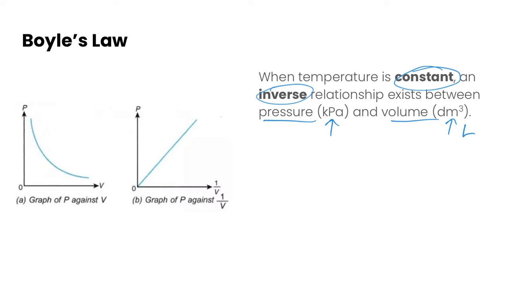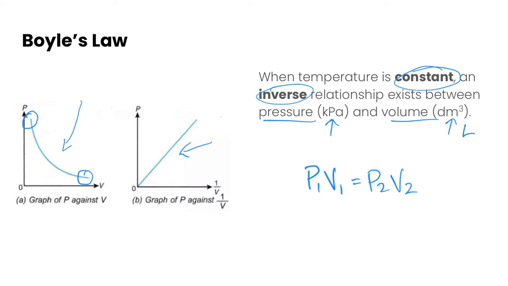Well, if we were to graph pressure versus volume, we get this kind of curve here. So at high pressures, we have low volume, or at low pressures, we have high volume. And if we were to take a graph of pressure versus 1 over volume, we would then get a straight line. So we can represent this relationship mathematically by saying P1 V1 is equal to P2 V2.